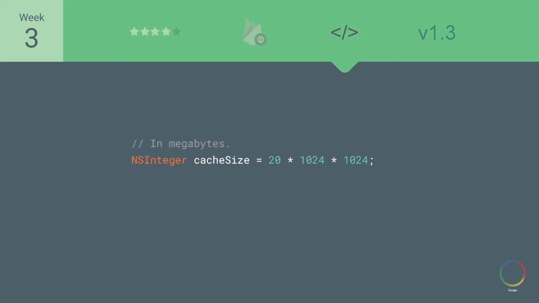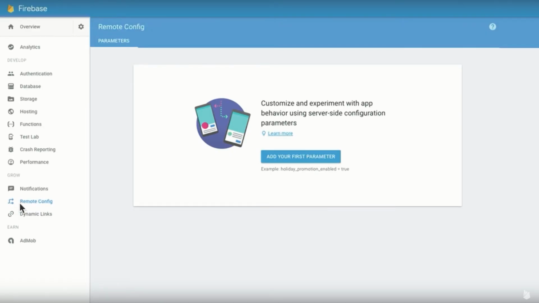So the first thing she does is figure out the cache size. And this is not a great way to do this. She's initially coding it to be 20 megabytes, but what if you want to change it in the future? Like maybe you want to make it 25 megabytes. So you would have to change it and release a new version of the app. It's not great. So she uses remote config.